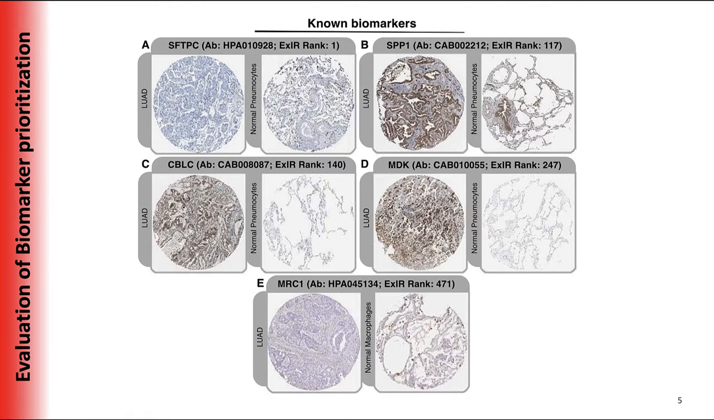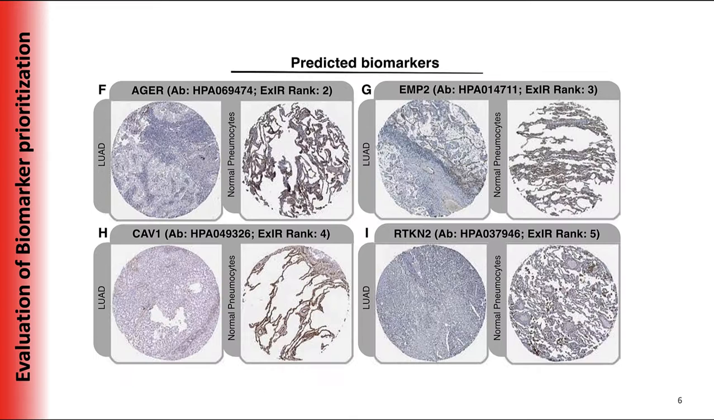Also, the results were confirmed at the protein level using immunohistochemistry data obtained from the Human Protein Atlas database. As you can see in this photo, the top 5 biomarkers that were common with the biomarkers previously obtained from the National Cancer Institute database of biomarkers had high ECCB ranks, and their differential expression was confirmed based on the immunohistochemistry data. Also, amongst the top 5 predicted biomarkers by ECCB, the differential expression of 4 of them was confirmed at the protein level. This suggests that ECCB is able to identify known and also predict novel biomarkers of biological processes and diseases.